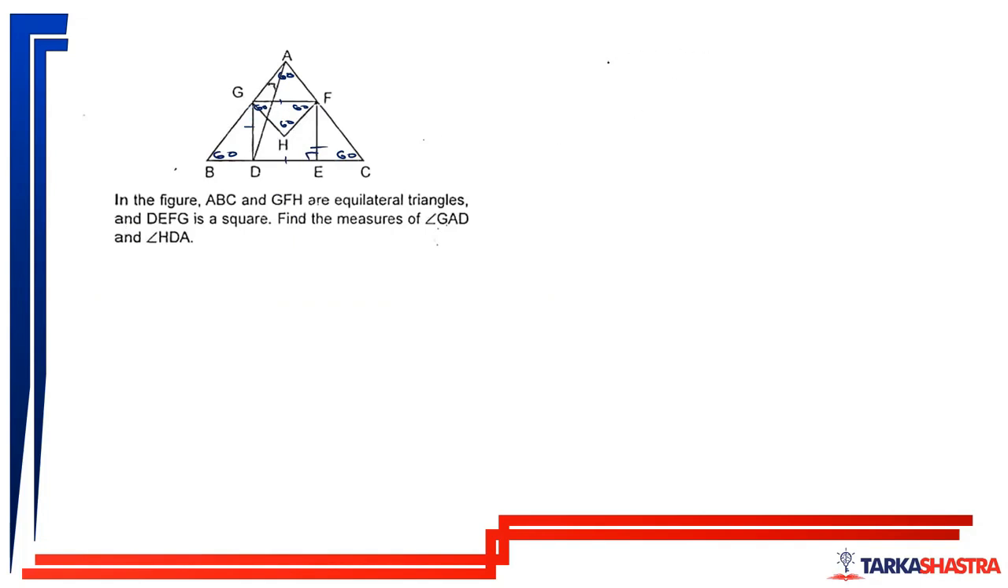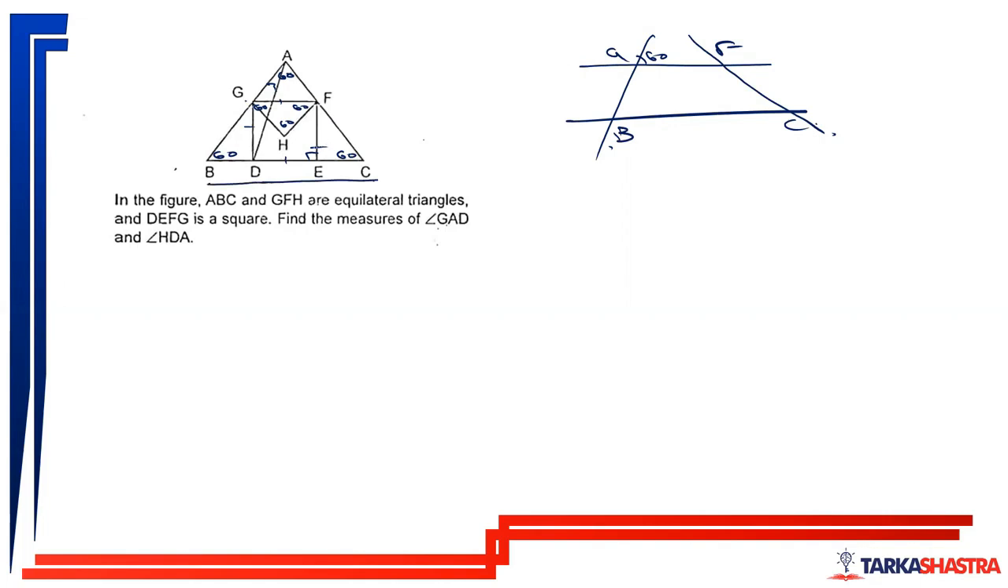Now, tell me one thing. Angle G will also be 60 degrees. Why? Because GF and BC are parallel. Why? Because GF and DE are the sides of the square, and DE extended will become BC. So GF is parallel to BC. If this angle B is 60, angle G has to be 60.